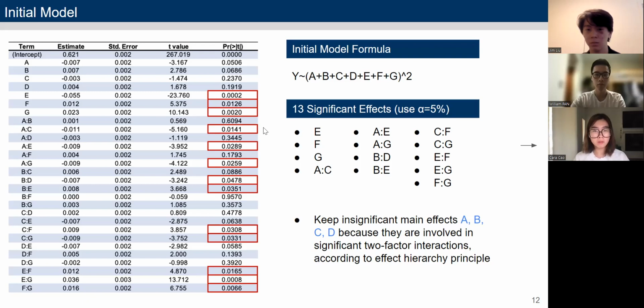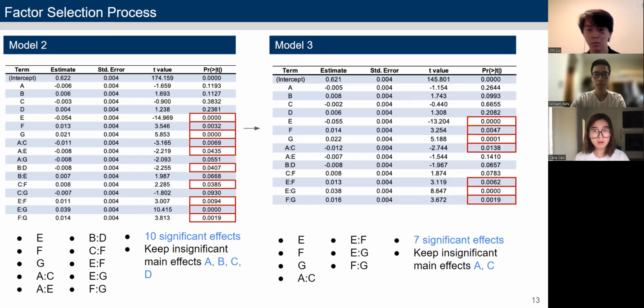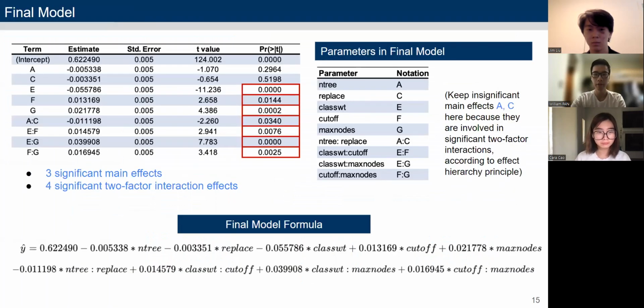Then we use the aforementioned 13 significant effects plus 4 insignificant main effects in model 2 and repeat the same thinking process to get a result of 10 significant effects. Similarly, we get 7 significant effects in model 3. Now, B and D are not involved in any significant two-factor interaction, so we eliminate them. For our final model, we have 3 significant main effects, class WT, cutoff, max nodes, and 4 significant two-factor interactions as shown in the slide.